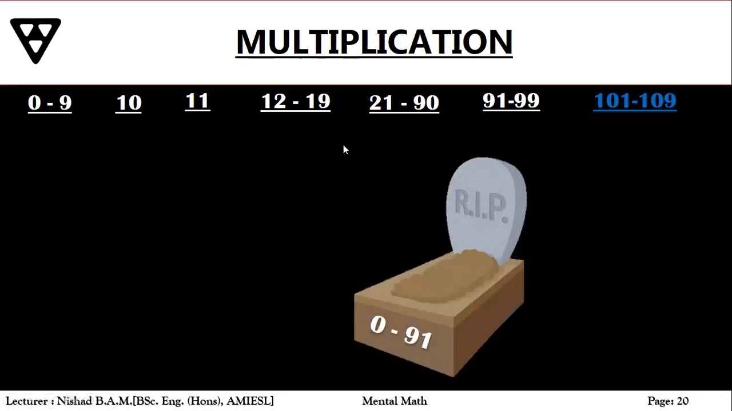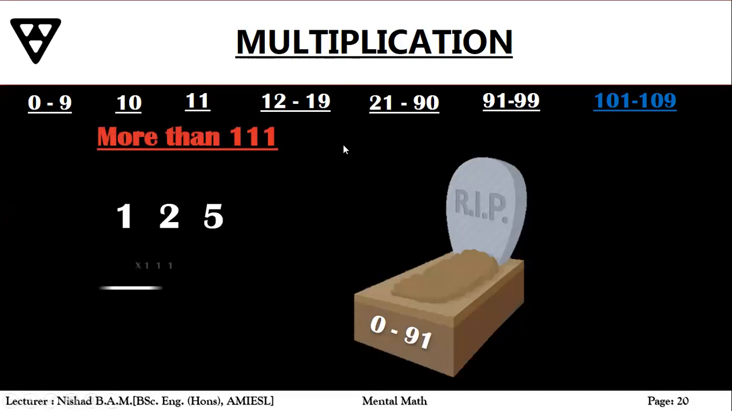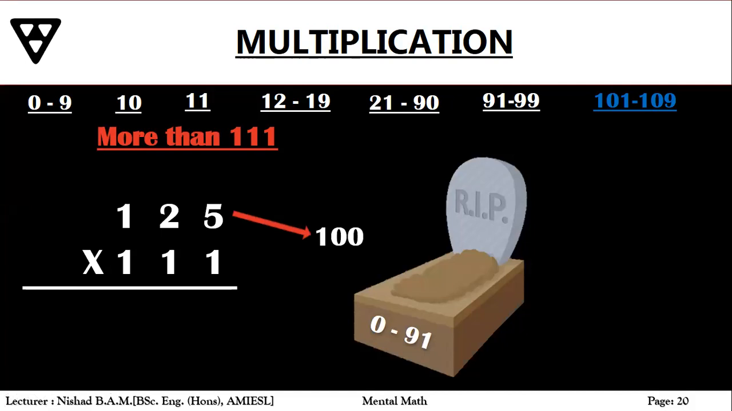Okay, so if those things are clear to you, then we can continue on multiplying by 111, right? Let me provide you another example. As an example, if 132 will be multiplied by 111, what will be the answer? Can anyone answer this question?